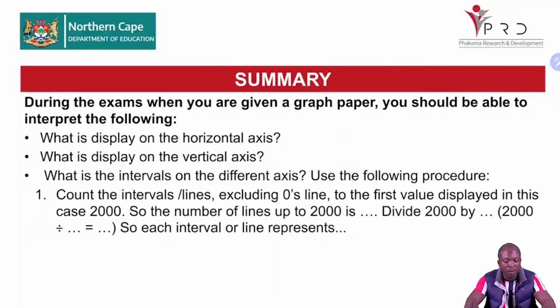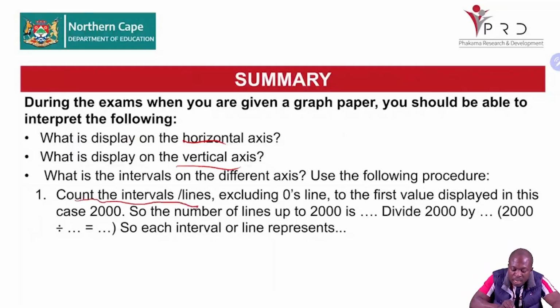All right. Now, let's look at this point here. During the examinations, when you are given the graph paper, please remember that you are being asked to do the following. What is displayed on the horizontal? What is displayed on the vertical? Then, for you to determine the intervals, the value of each one. Remember, I said to you already, count the intervals or lines, excluding the 0 line. And then, like the example that we're using there, we have the 2,000. So the number of lines up to 2,000, we divide it by how many lines are there. And that is going to give us the value for each line. Once you can figure this one out, you will realize that you're going to get everything correct.